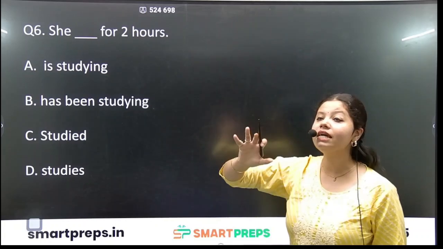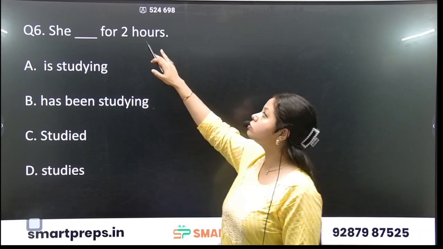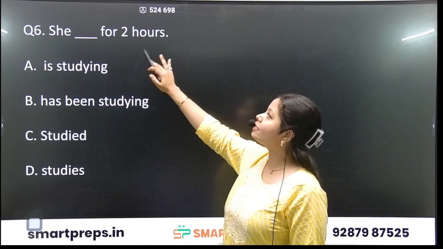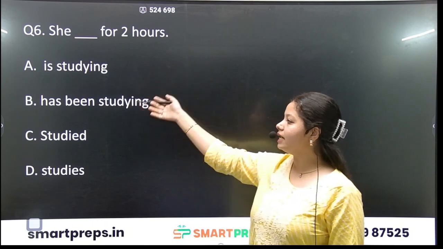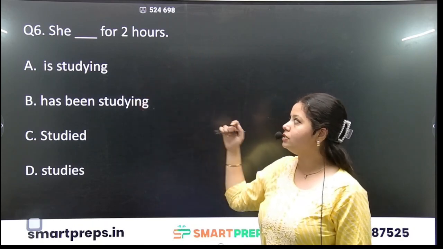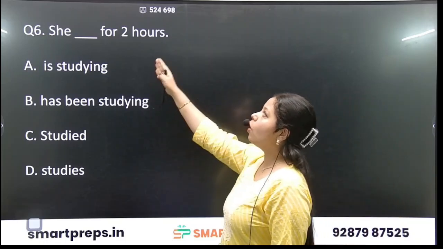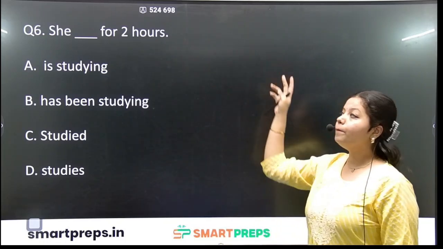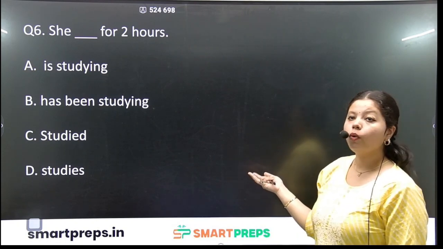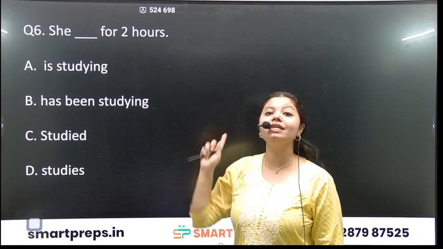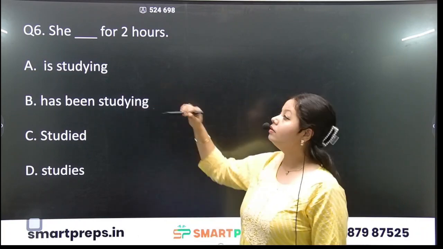Okay. She dashed for 2 hours. Now can you see for is there? It means it is talking about a duration. The duration is also mentioned here. She is studying, she has been studying, she studied, studies. What will be the answer? She has been studying for 2 hours. Okay? So what tense is it? Past, present? Please let me know in the comment section. What is this tense?